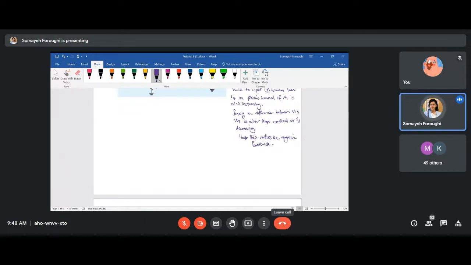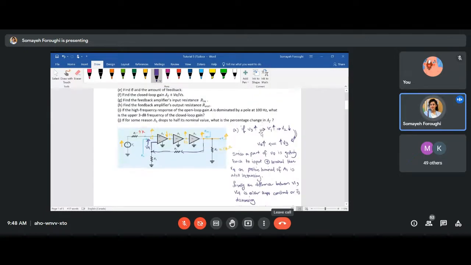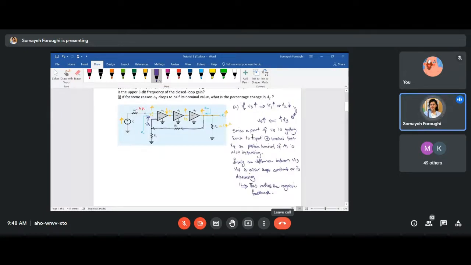Remember, negative feedback always controls the input voltage difference on the negative and positive terminal of an amplifier. Okay. So far, we're good. Let's move on to part B.